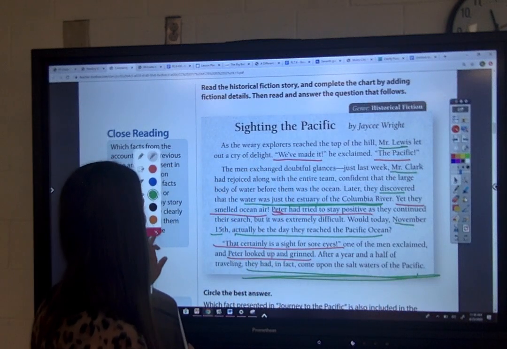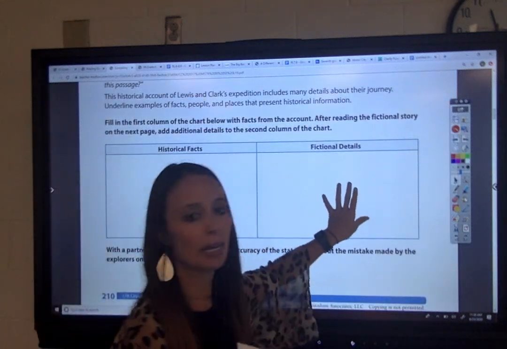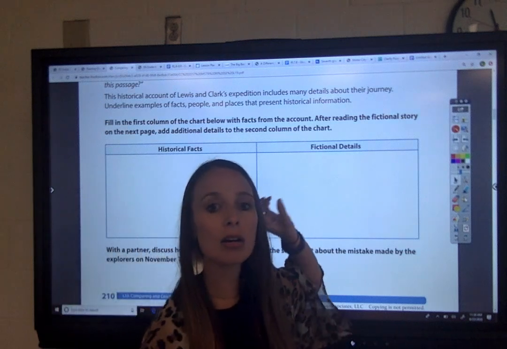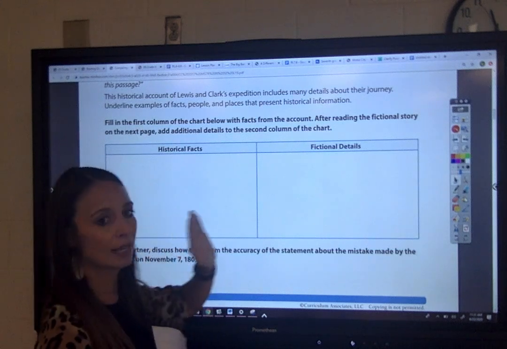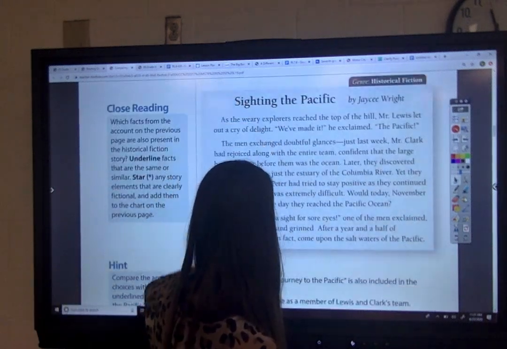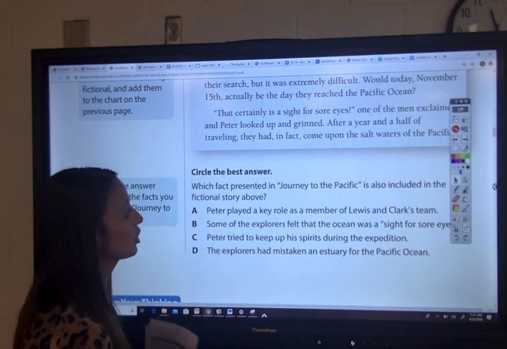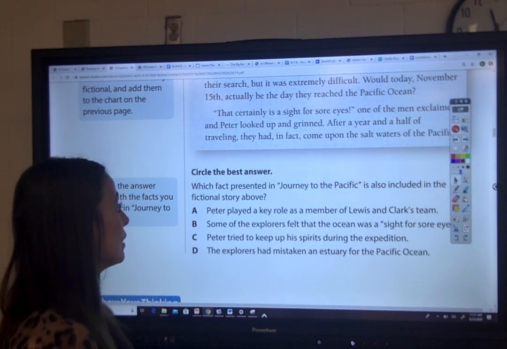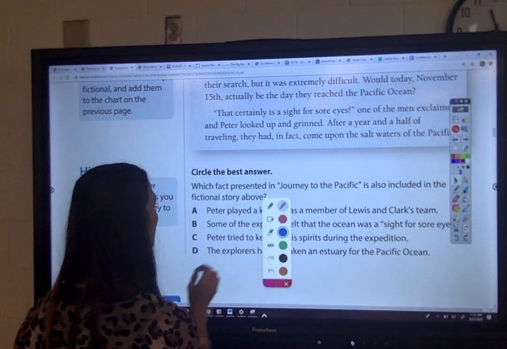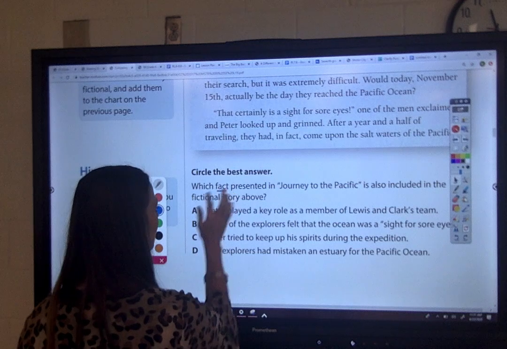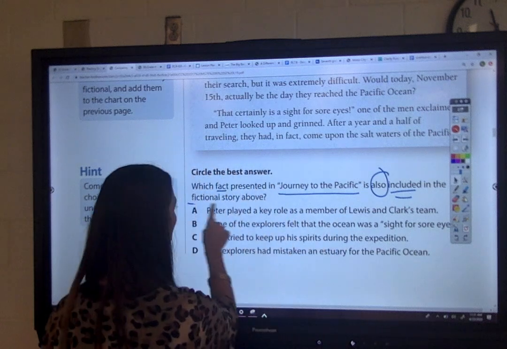So, if we look back at our graphic organizer, all that information that we put in red would have been our fictional details. The dialogue, the character's thoughts, Peter himself. So we can easily see the difference in the historical facts and the fictional facts. So let's look at our question. It says, which fact presented in Journey to the Pacific is also included in the fictional story above? We're looking for a fact that's in Journey to the Pacific that's also included in the fictional story.